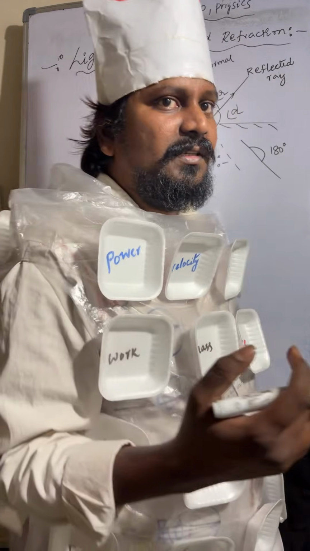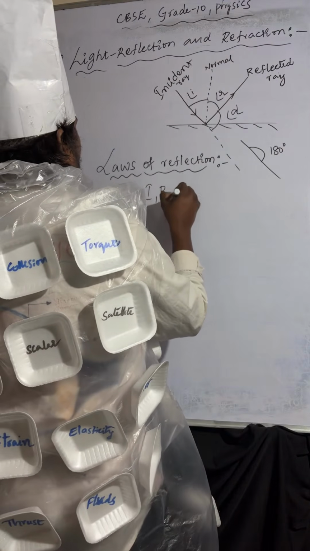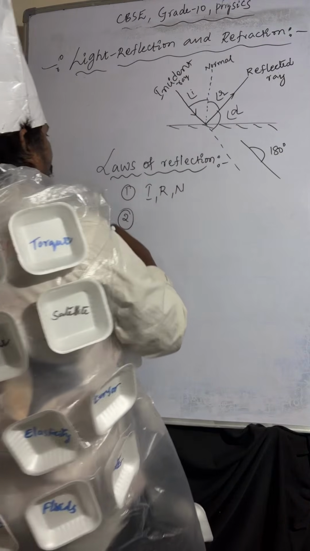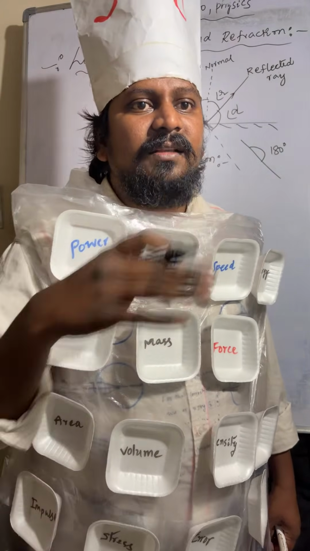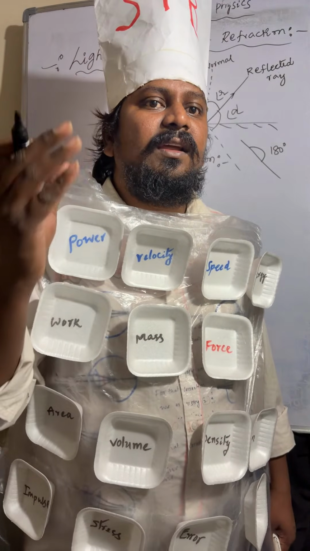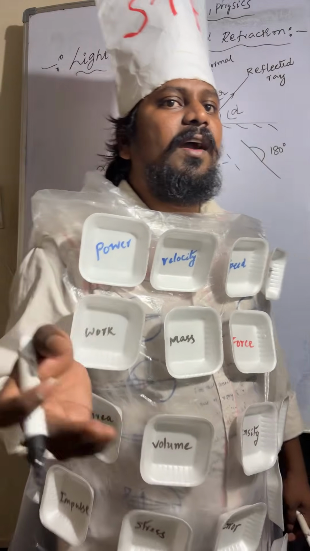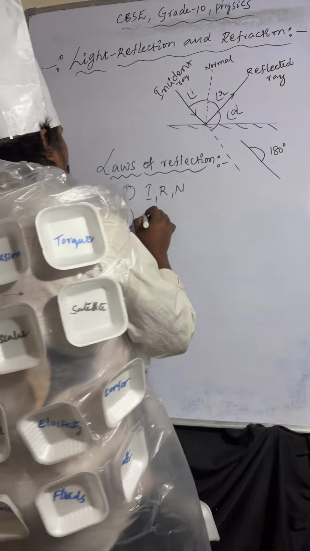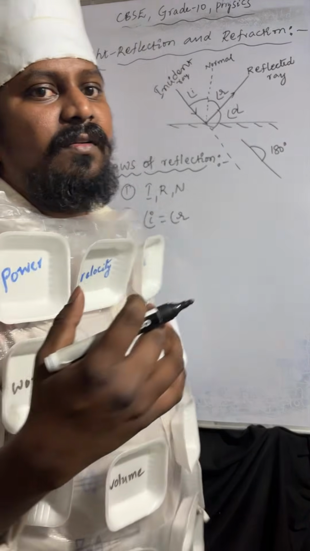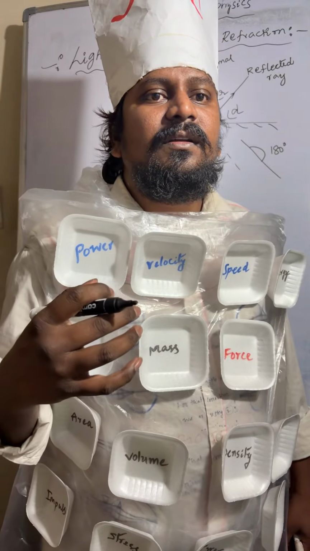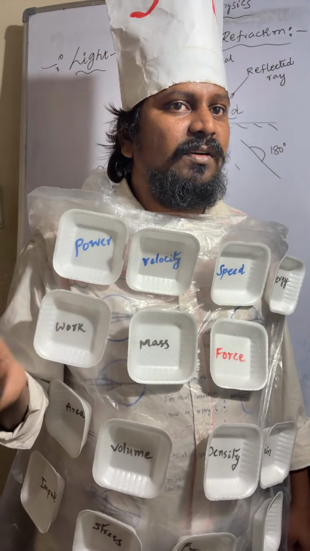Laws of reflection. Point number 1: the incident ray, reflected ray, and normal line lie on the same plane. Point number 2: the angle of incidence is equal to the angle of reflection. Understood?